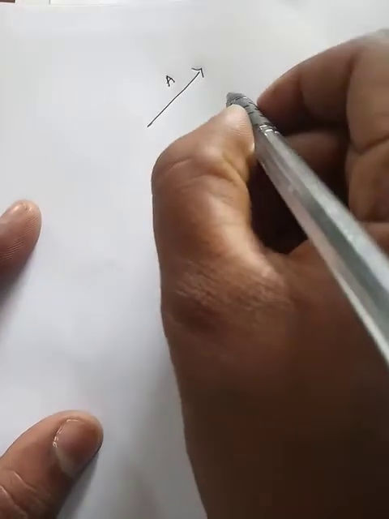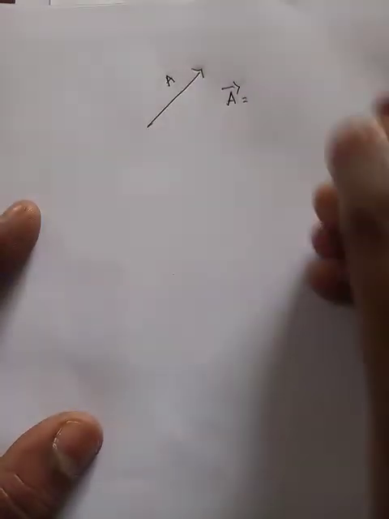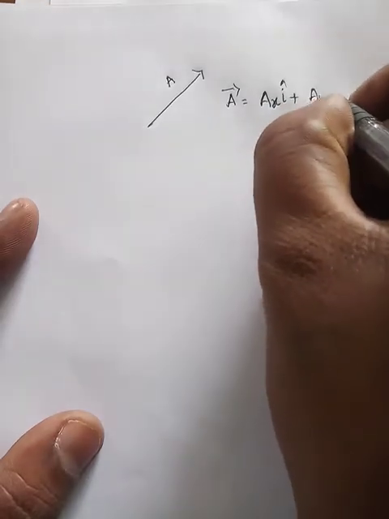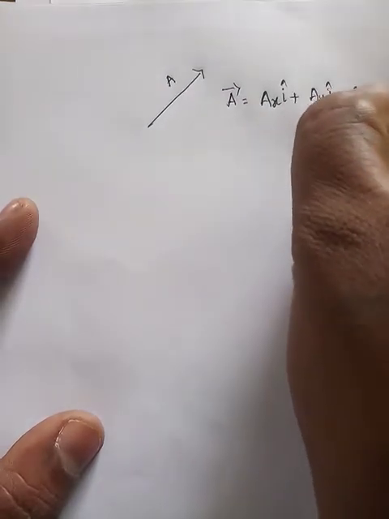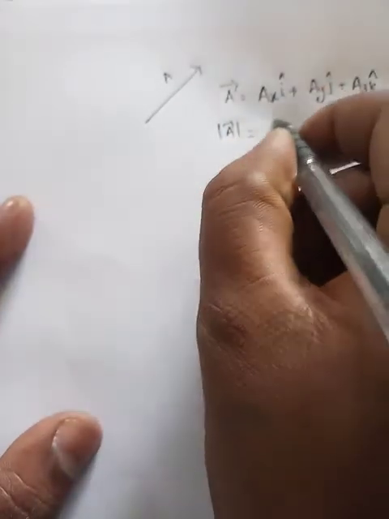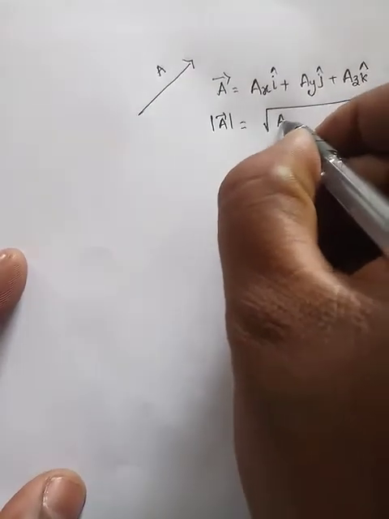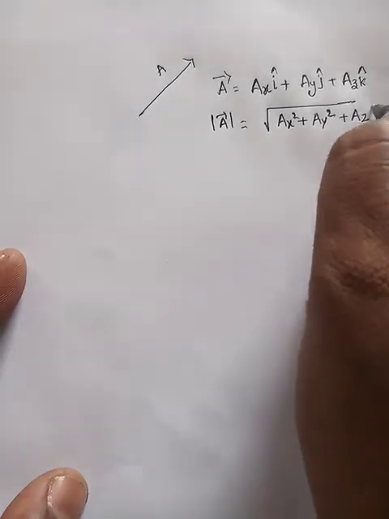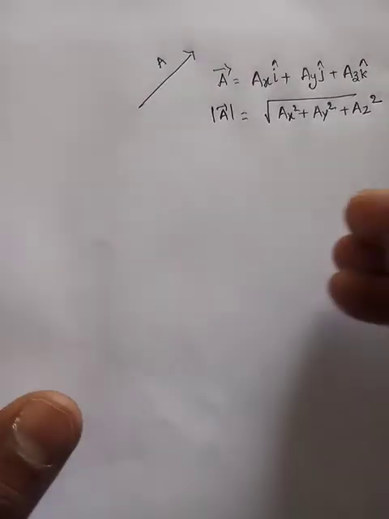And a particle moving in a plane, for example, this is a vector moving in a plane, its components are divided along 3 dimensions. That is, if you consider A as a vector, its components can be derived along 3 axes as Ax i cap plus Ay j cap plus Az k cap, and the magnitude of this vector is given by root of the coefficient of component along x axis square, that is Ax square plus Ay square plus Az square.